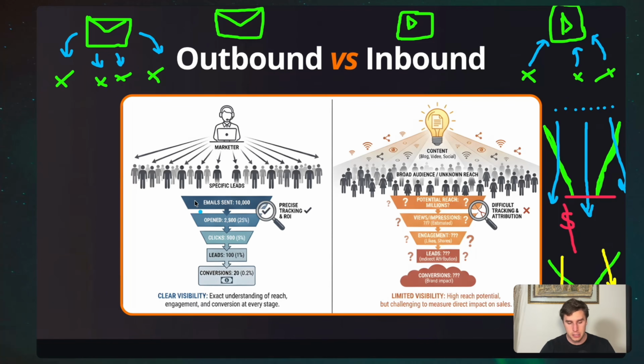But what is the real difference? The real difference is that here, and I want to use the red to make you see it, I have metrics that I can track that I don't have on the other side, right? I have how many emails did I send? 10K. How many people opened it? Like 2,000, whatever. 25% conversion rate. How many clicks? 500. How many leads did I get? 100. And what is my conversion? 0.2%.